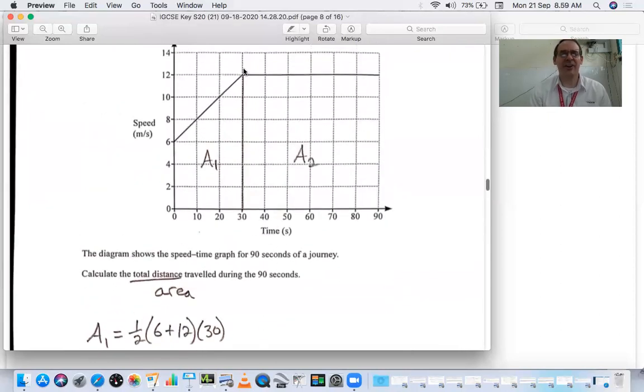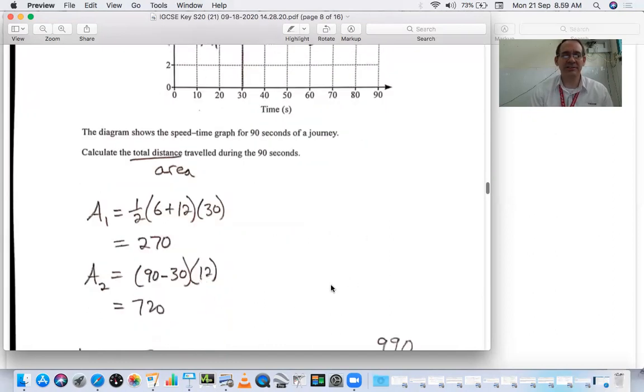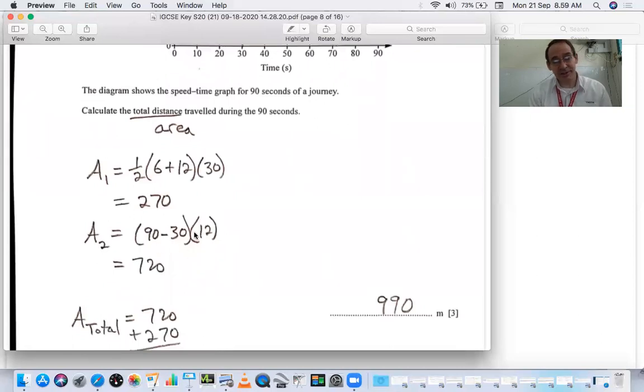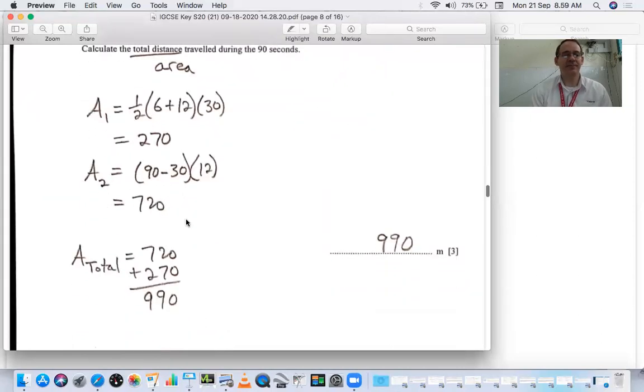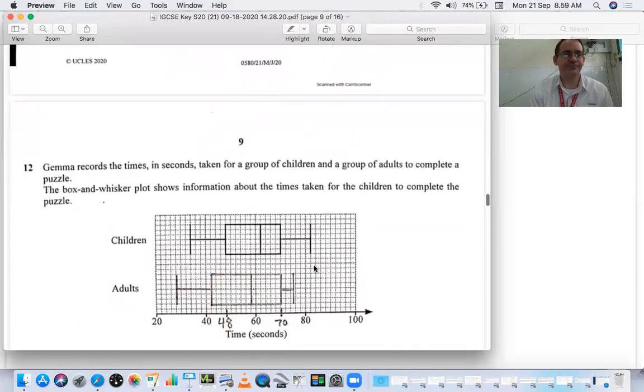Then the area for our rectangle is 12 high and 90 minus 30, or 60, long. So 60 times 12 is 720. You add those together and get a total area of 990. So that is your distance, 990 meters.